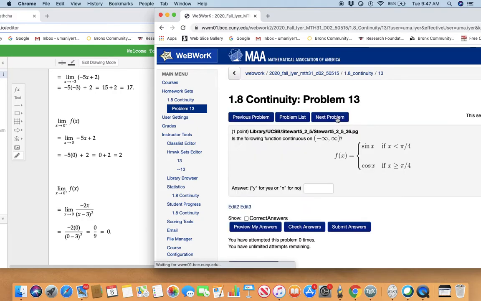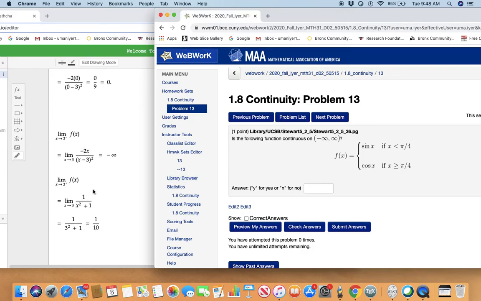Next question. Is the following function continuous everywhere? Well, sine is continuous, cosine is continuous. The only difference is at pi over 4. So we need the limit from the left and from the right and to agree with the value.